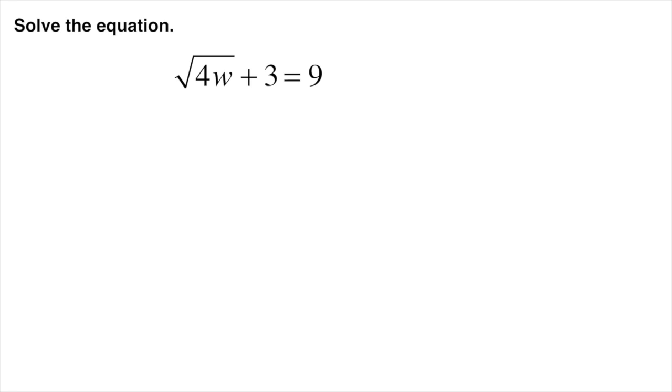With this radical equation, we're trying to find out what the value of w is. And with radical equations, the very first step that we have to be able to do is to isolate that radical. What that means is I've got to get this radical expression, this portion right here, all by itself on one side of the equation.